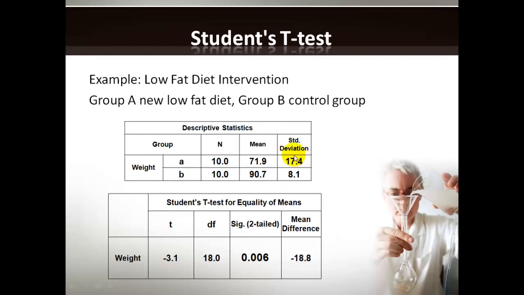The standard deviation in Group A is greater. So we run a student's t-test for the equality of means, trying to determine if the means between these two groups are equal. We know that the mean difference is 18.8, and the student's t-test gives us a p-value of 0.006. What this means is that there is a 0.6% chance that the difference we've observed between these two groups is due to random chance. So this is evidence against the null hypothesis, and thus is supporting the alternative hypothesis, which is that there is a difference between the two groups.